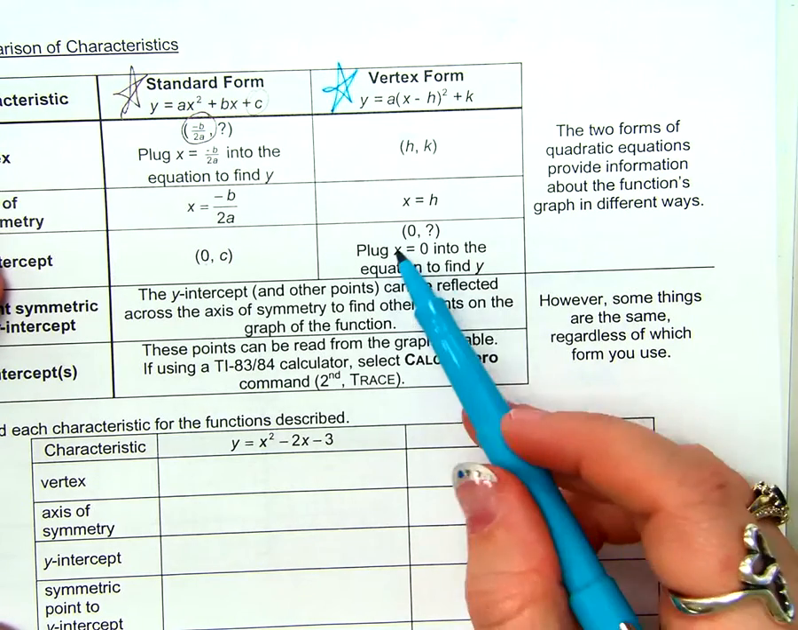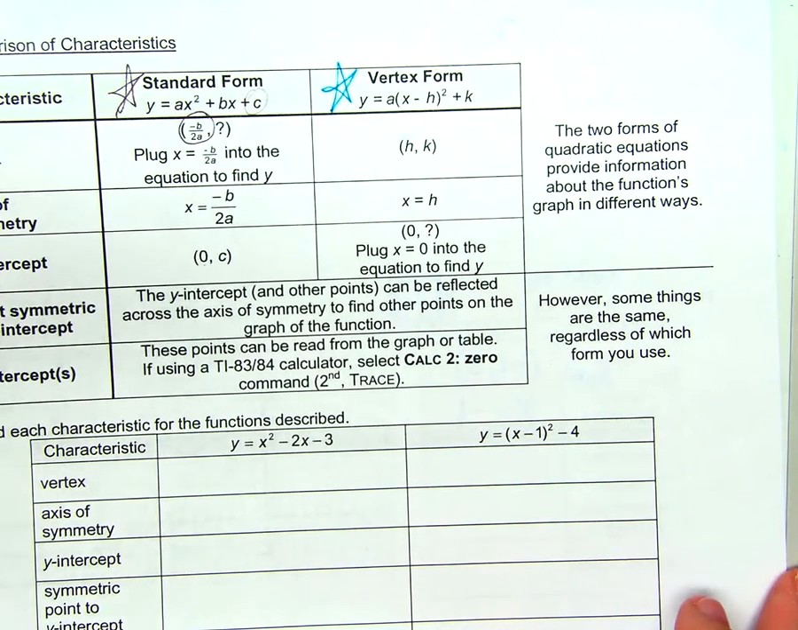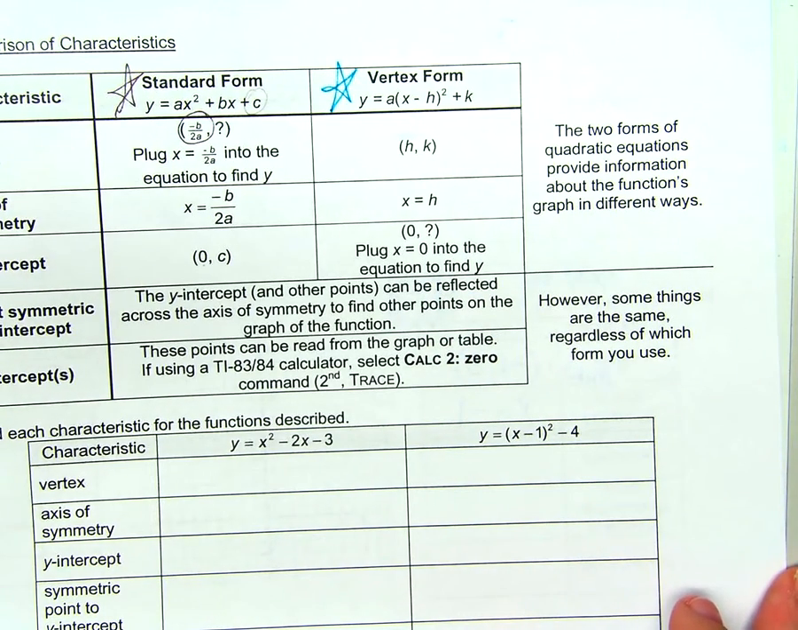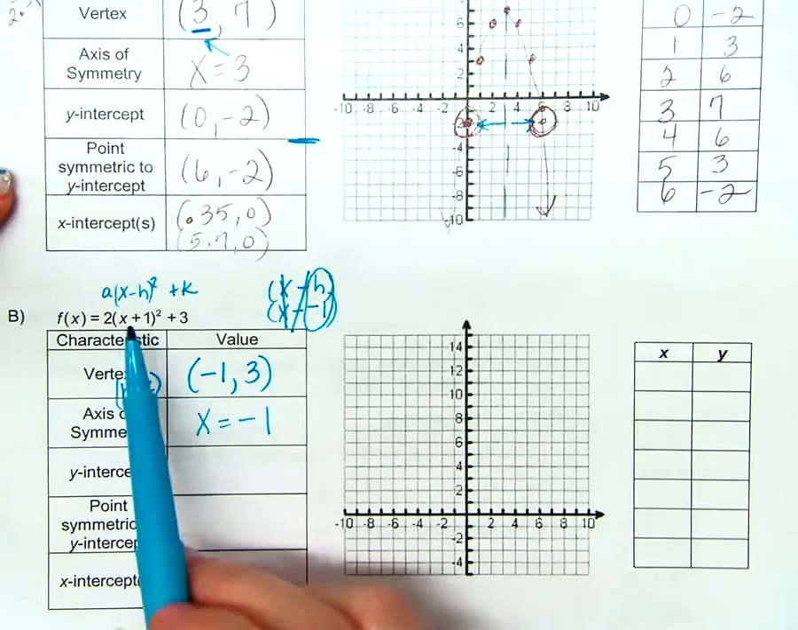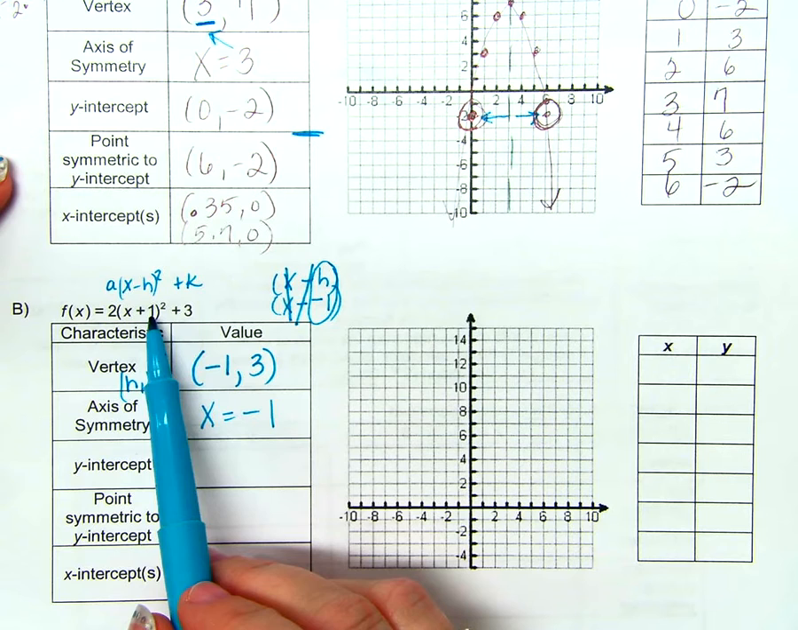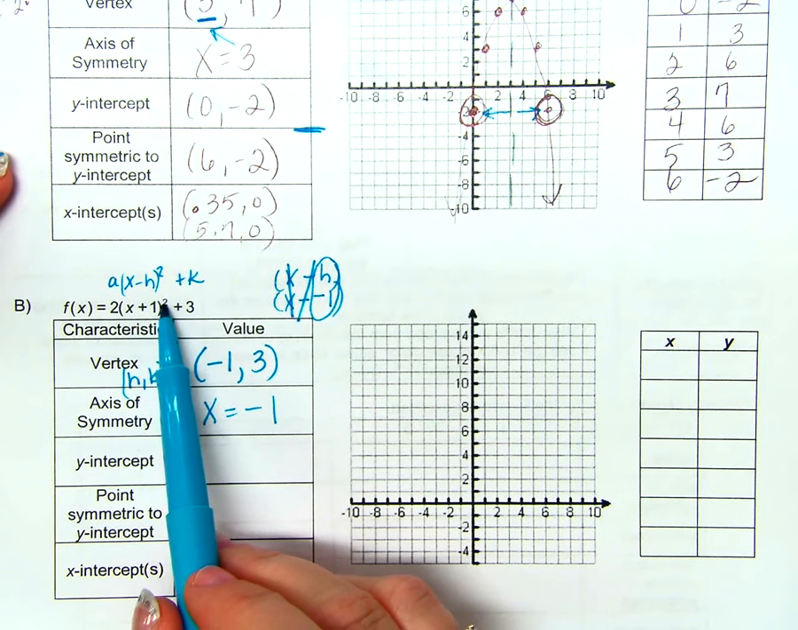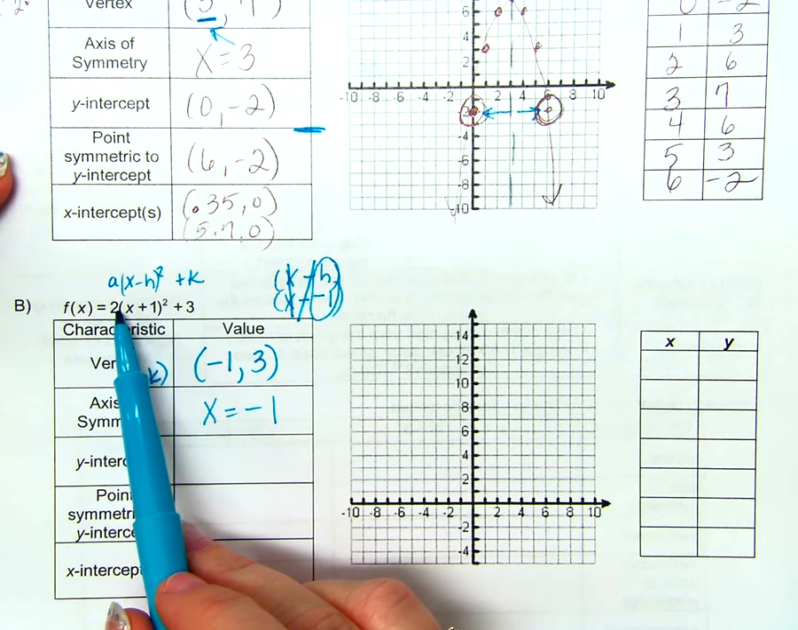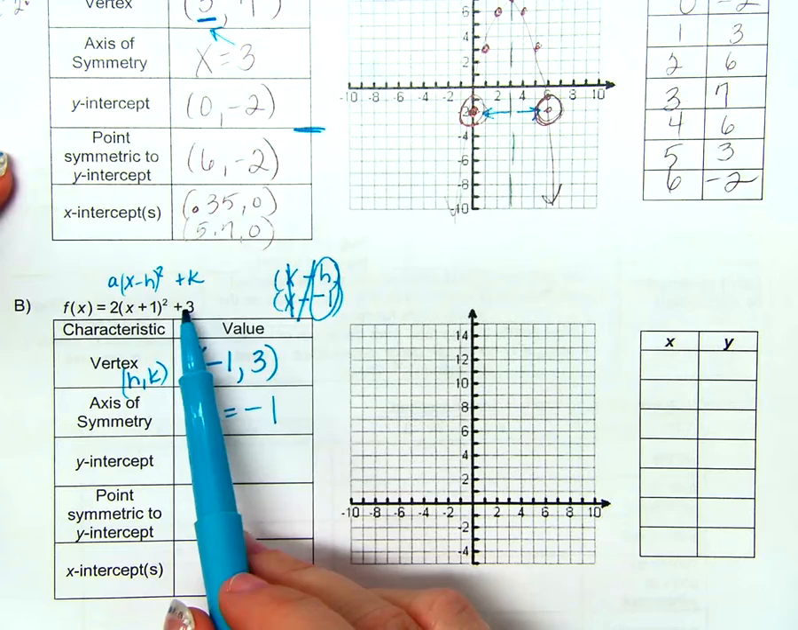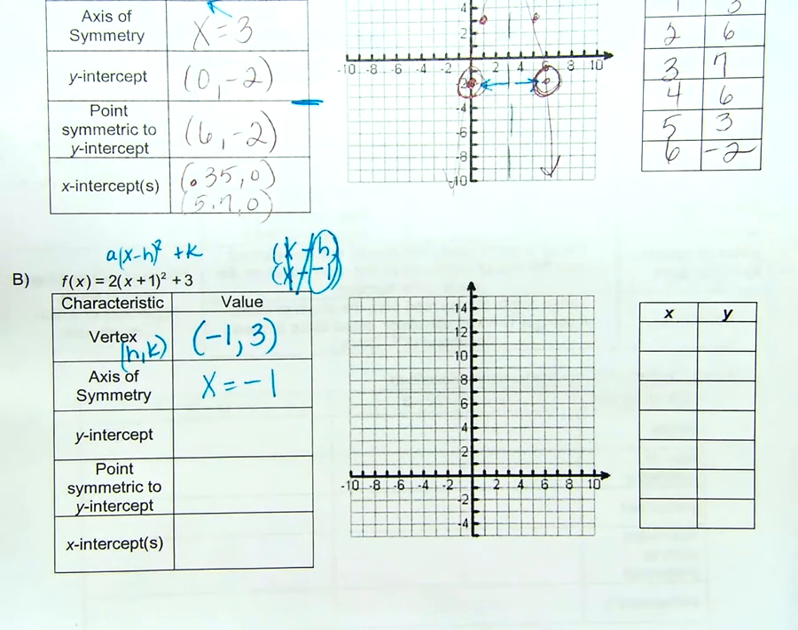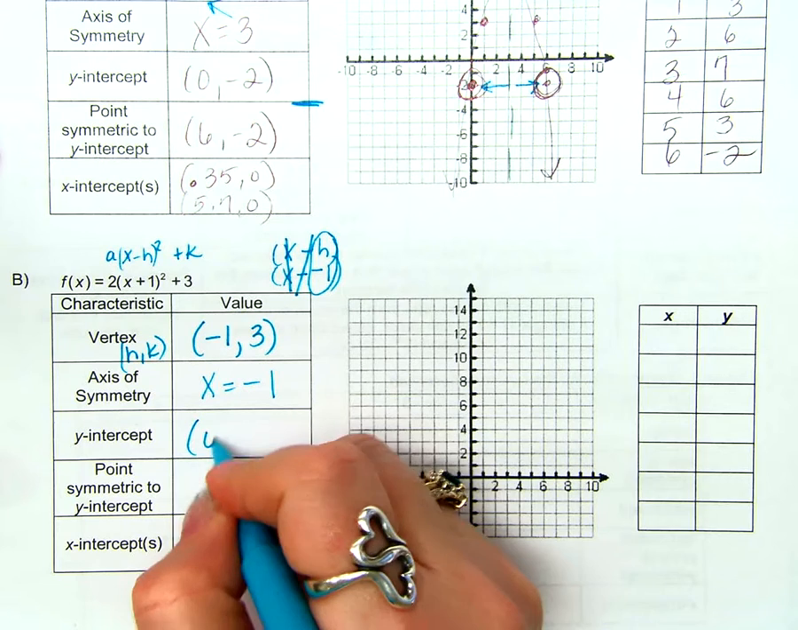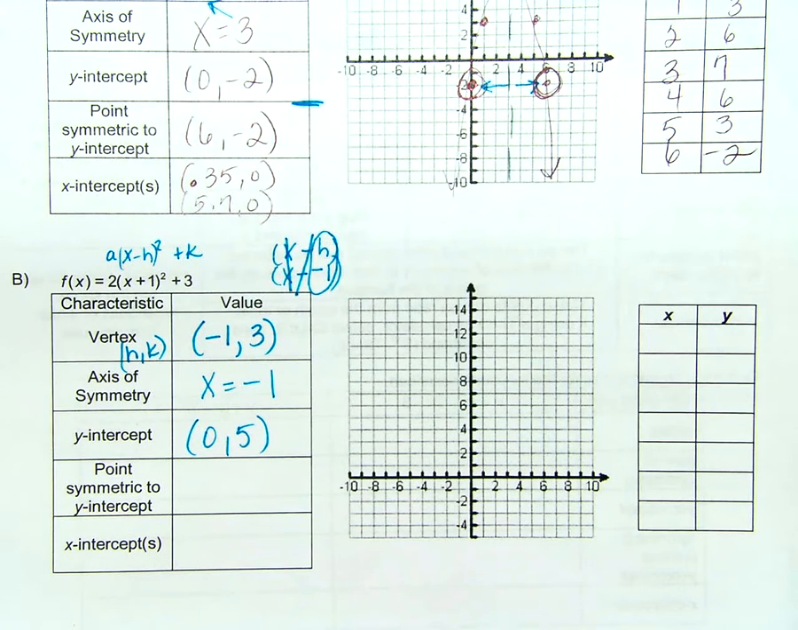This in fact says plug 0 in for x into the equation to find y. Okay? Well, if that's 0, what's 0 plus 1? What's 1 squared? Times 2? 2 plus 3? 5. Wait, how do I write the answer though? Ooh, why 0 comma 5? Very good. It's asking for the point of the y-intercept. Good. You did mental math.